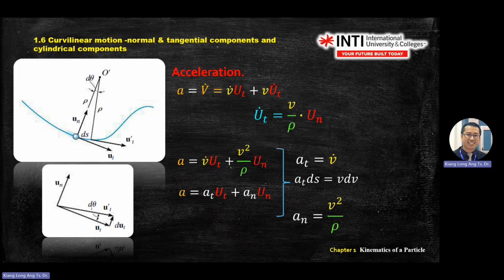Third step, write A equals A_T U_T plus A_N U_N. Write another time, A equals V dot_t U_T plus V squared divided by rho U_N. This is magnitude. This is also magnitude. Memorize this one. This slide is the summary of section 1.6.